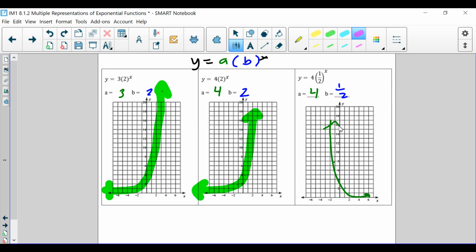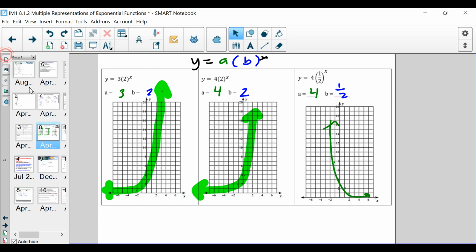And again, the main difference between this lesson and the past lessons was that the y-intercept is now no longer equal to 1. The y-intercept can change, and you can see the graphs change as well.